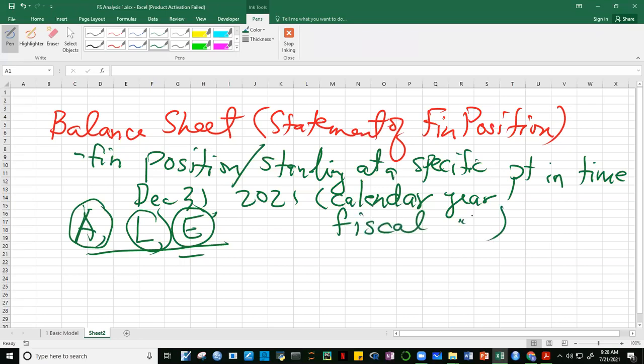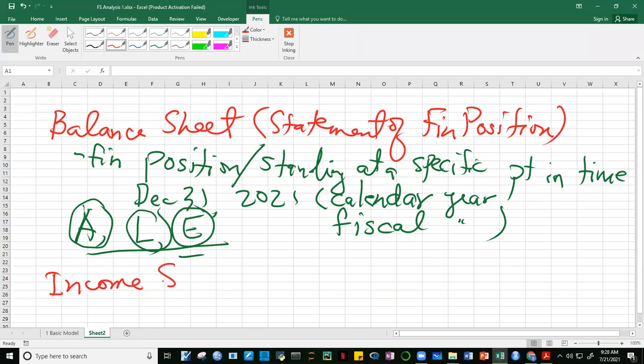Ang fiscal year naman, any date other than December 31. Kasi may mga companies na they come up with their yearly report, annual report, based on a fiscal year. So, kunyari, July 1 to June 30. So, their FS, their balance sheet will be as of June 30, 20XX. No? Okay, so that's the first FS. Yung pangalawa, yung income statement.